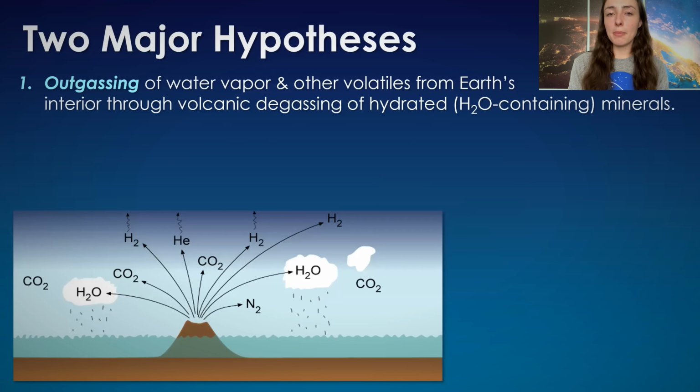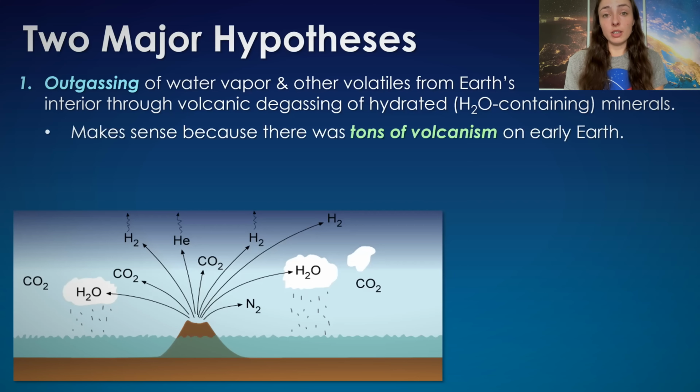So these two major hypotheses that I used to be taught and teach myself include outgassing, first and foremost, which basically meant the volcanic release of water vapor and other volatile substances and gases like carbon dioxide, nitrogen compounds, hydrogen, helium, other volatile gases that came out of these volcanoes and made up our early atmosphere. From that atmosphere, the water vapor eventually condensed to form our oceans once Earth had cooled down enough to allow this condensation. This makes sense because there was a ton of volcanism on this early, really hot, molten Earth.